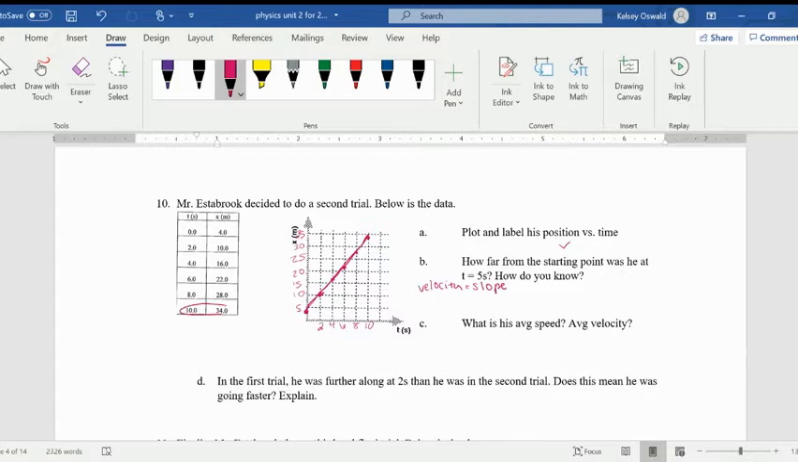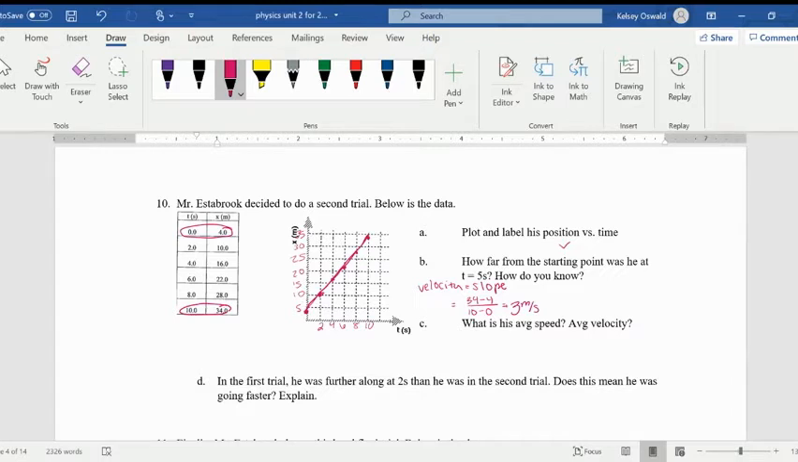So we again can take 2 points, find the difference in our y values, and divide that by the difference in our x values. And we can find that our slope, or velocity here, is 3 meters per second forward. So for every second, he travels 3 meters forward.